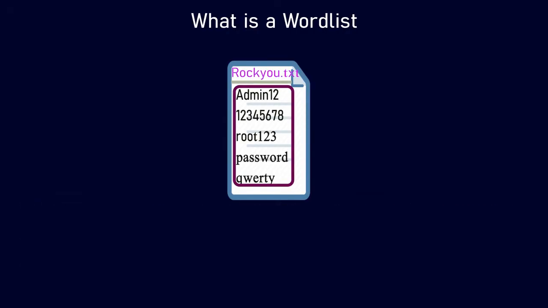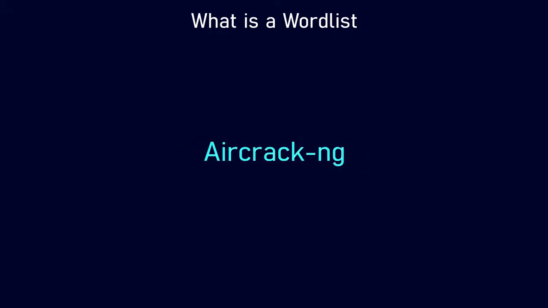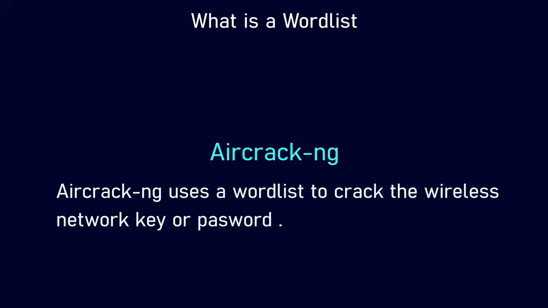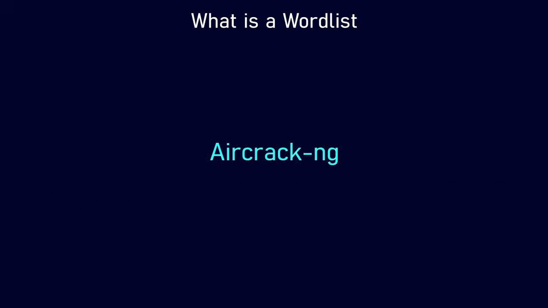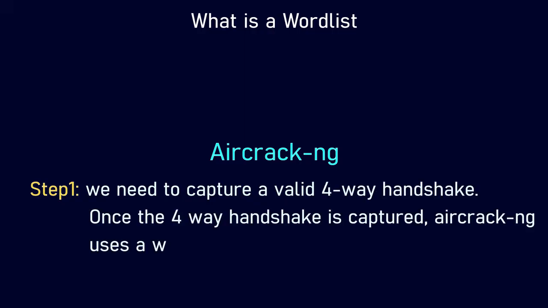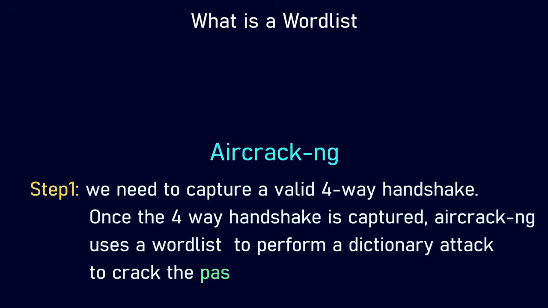Let's briefly discuss how word lists are used to crack Wi-Fi passwords. The tool used for cracking Wi-Fi passwords is Aircrack-ng. Aircrack uses a word list to crack the wireless network key or password. First, we need to capture a valid four-way handshake. Once the handshake is captured, Aircrack-ng uses a word list to perform a dictionary attack. When a tool uses a word list to crack a password, it is called a dictionary attack.